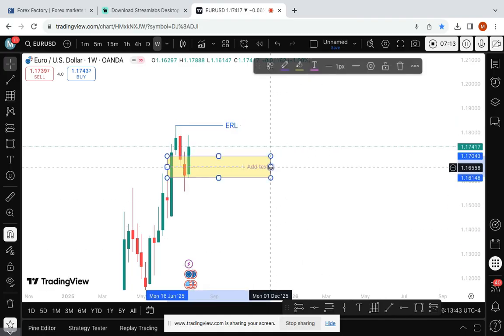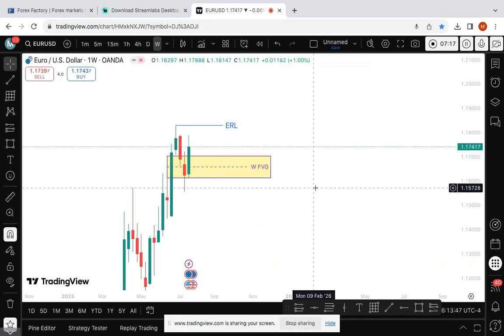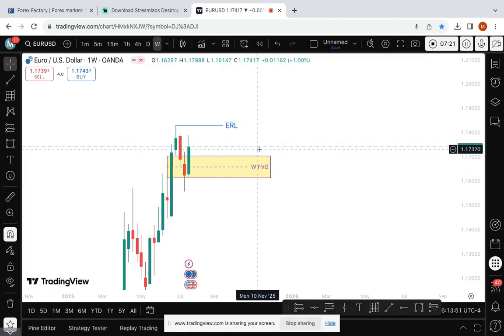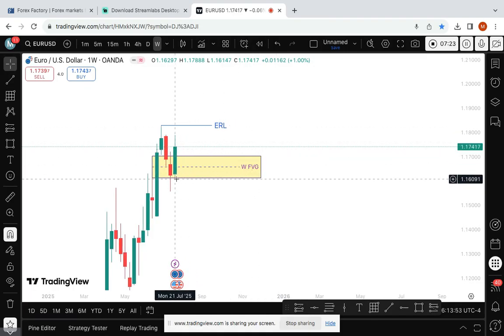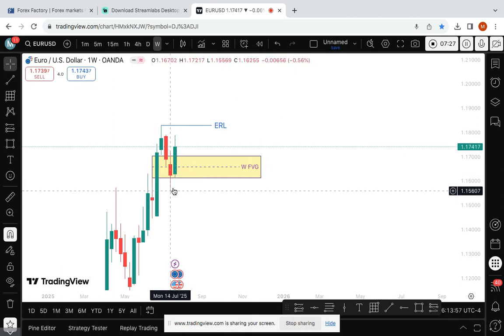So this is a fair value gap on weekly. So we expect the price to come and attack this external range liquidity. The previous week low is here, and then we also have an order block over here, which is currently making price go higher.